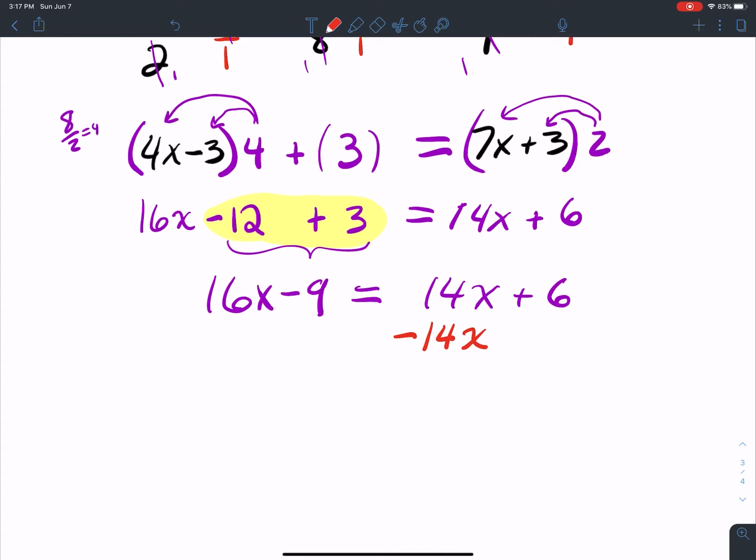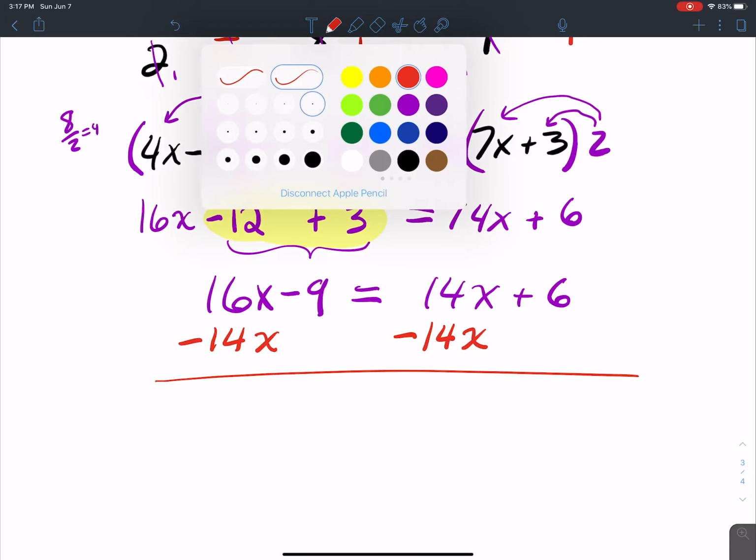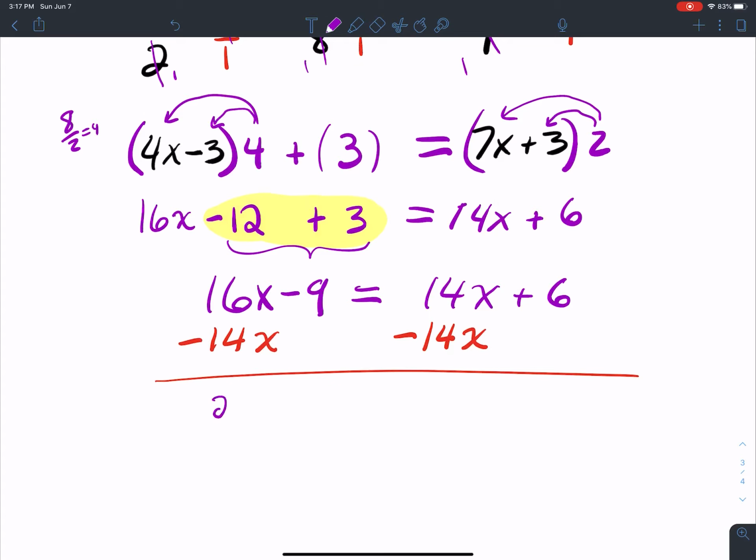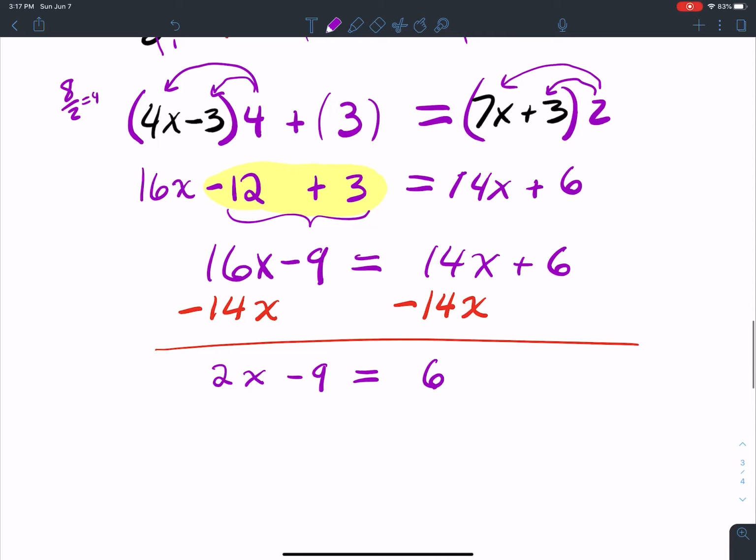So we ask ourselves, what is the opposite of adding 14x? It's subtracting 14x. But since this is a balancing equation, if I do something to one side, what do I have to do? I have to do the exact same thing to the other side, okay? And so when I do that, what do I get? I get 2x minus 9 equals what? 6, okay?